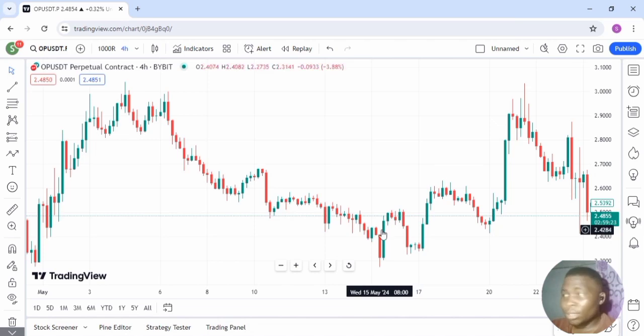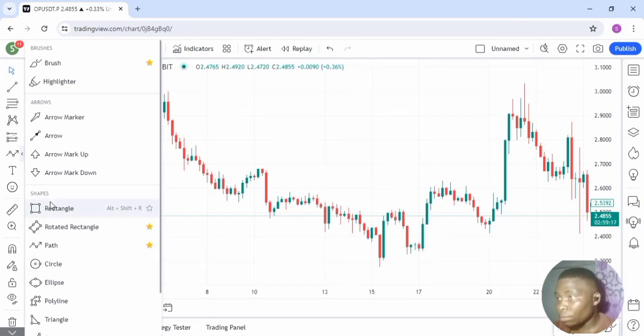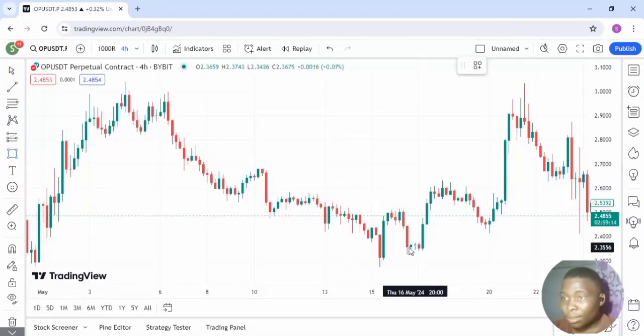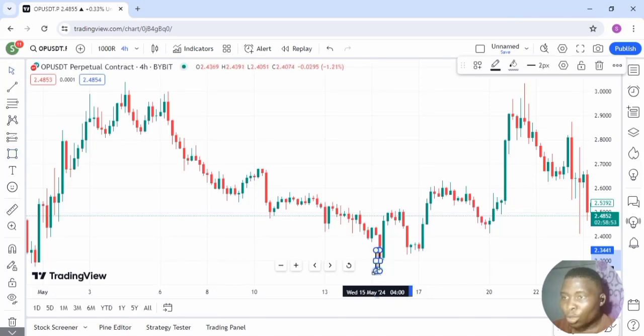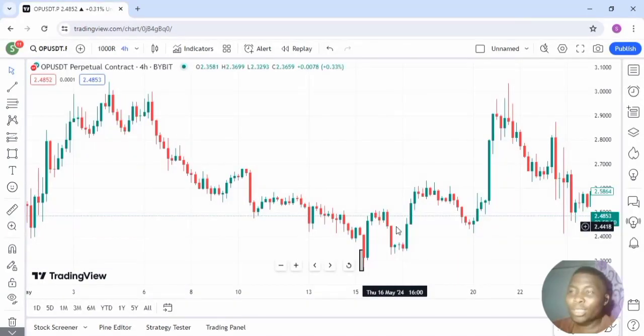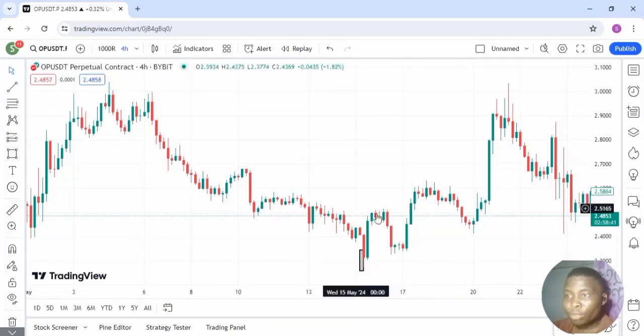Now look at this trade. Let me mark it out. Look at this order block here. You see this bearish order block. Look at this bearish order block here. Looking at the trend of the market, we are in an uptrend. It reversed from this point, and the market started going up from this point.